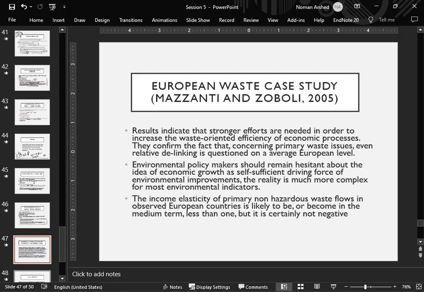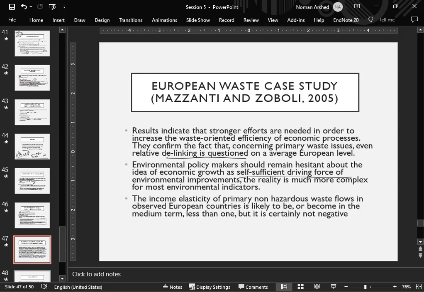The study on European waste results indicates that stronger efforts are needed in order to increase the waste-oriented efficiency of economic processes. They confirm that concerning primary waste issues, even relative delinking is questioned on average at the European level. Environmental policymakers should remain hesitant about the idea of economic growth as a self-sufficient driving force of environmental improvements. The reality is much more complex, meaning sometimes it is not self-driving.